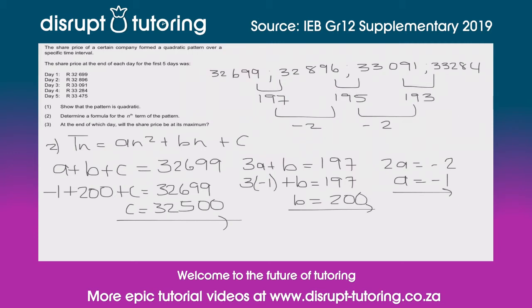Okay, so let's finish off by giving our general term. The general term in this case is going to be Tn is equal to, so a here is minus 1, so it's minus n squared. The b is 200, so it's plus 200n. And then our c is plus 32,500. And that will give us the full marks for that particular question, which is really, really useful.